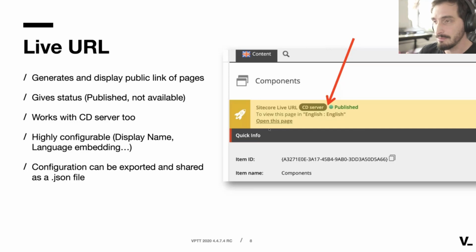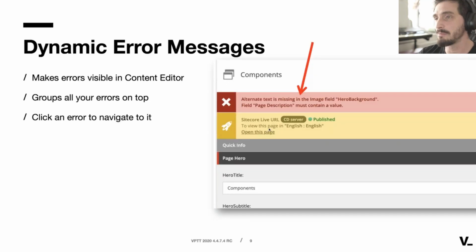That's the first module. The second module I would like to highlight today is the dynamic error messages module. So in Sitecore, by default, you have those red bullets when you have an error, like a warning or a validation error. You have to hover over them to see the title and the exact error. So the extension will just get those errors and make them visible on top of your page. You will have this bar that groups all the errors in your item, and it will allow you to click on any error and navigate to the field that triggers this error.